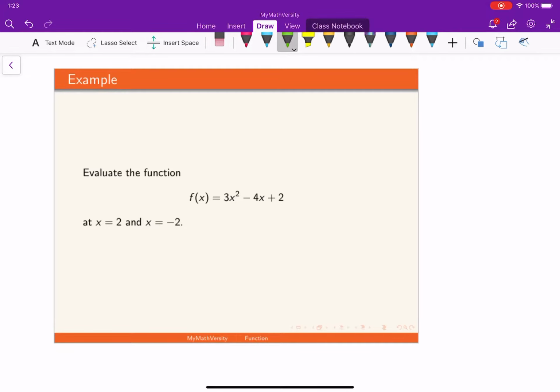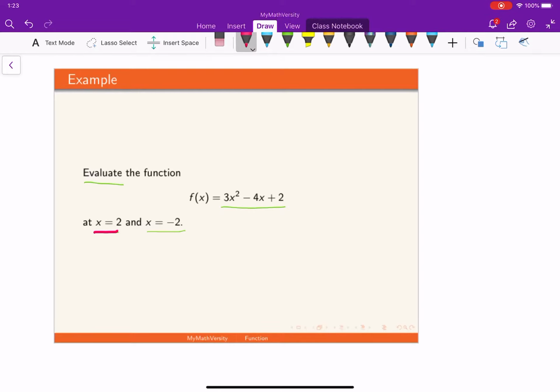In this example, we try to evaluate the given function, 3x² − 4x + 2, at x equal to 2 and at x equal to negative 2. So let's try to evaluate the function. So let's first try to evaluate the function at x equal to 2.